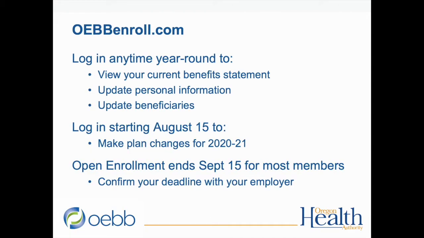If you do need to log in, just go to oebenroll.com. You can actually go there anytime throughout the year to review your current benefits or update personal information or beneficiaries. You don't need to wait for open enrollment to do those things. But if you want to make plan changes for the upcoming plan year, then you do need to log in during open enrollment, which starts August 15th and ends September 15th for most members. Some employers do shut down open enrollment early to meet their payroll deadlines, so be sure to verify your deadline with your employer. If you do want to make changes, it's best to make them early so you don't accidentally miss your chance.